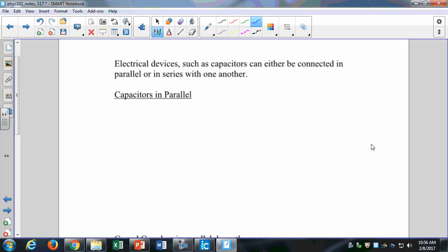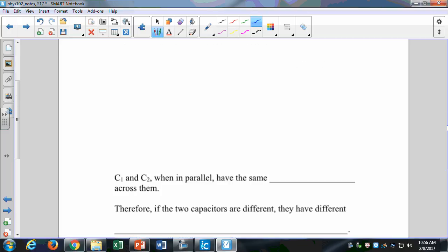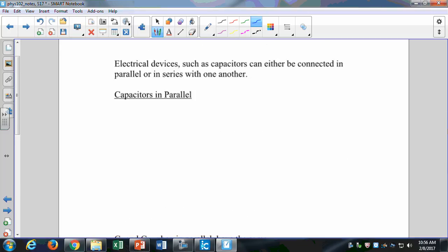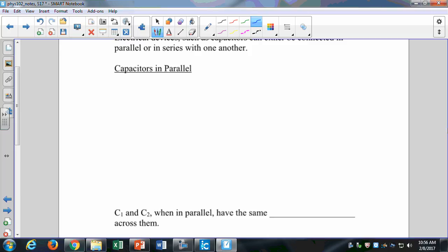Okay, so we can connect devices, whether they're capacitors or resistors, which we'll get to in the next chapter. We can connect them in either series or parallel. And so we're going to treat them separately. First we'll look at capacitors in parallel, then we'll look at capacitors in series, and then we'll put them together in what we call combination circuits, where you have capacitors that are both in series and in parallel in the same circuit. All right, so let's see, for capacitors in parallel, they look like this. Imagine that you have your battery.